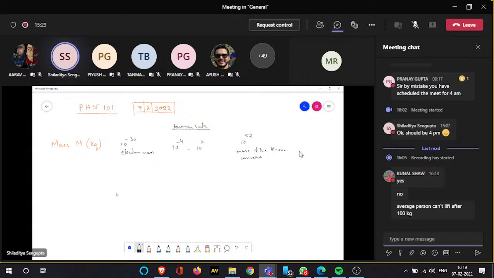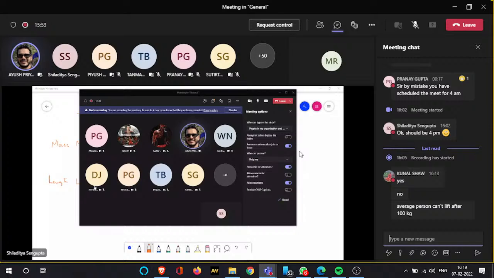So let's go to our next quantity, which is length, another fundamental quantity. Again, same question. What is the smallest length you can distinguish? One millimeter. So without any equipment and stuff? Without any equipment and stuff.